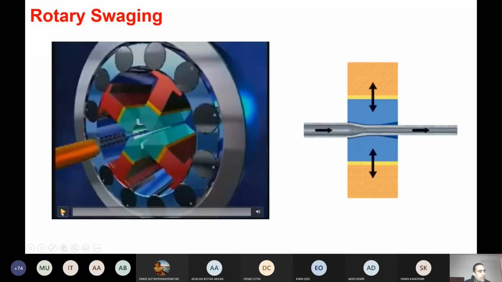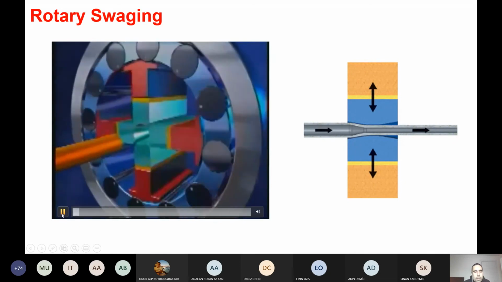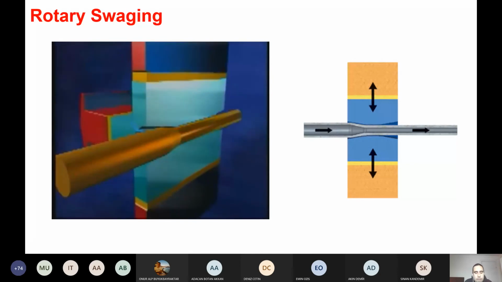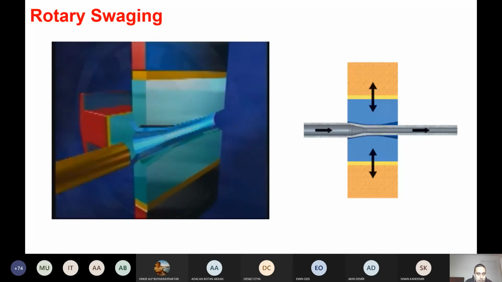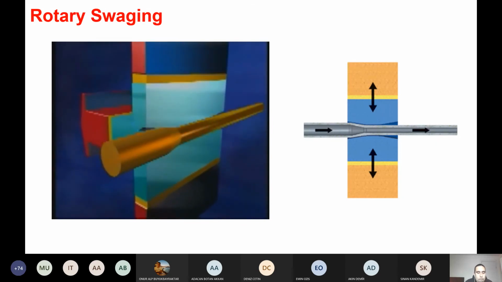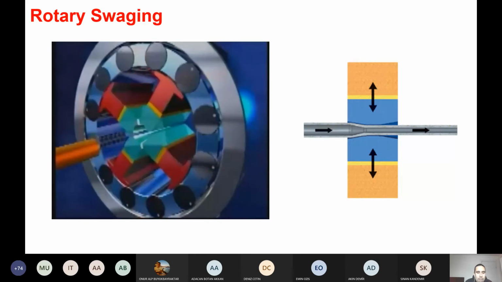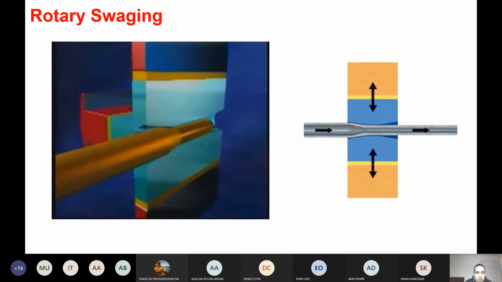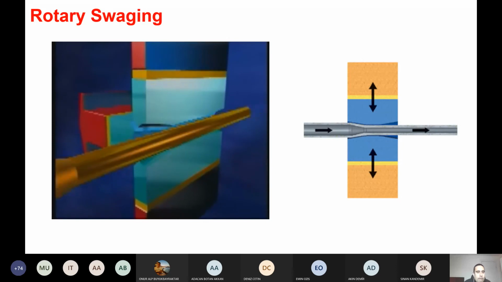And this is another process type, a little bit similar to axial forging, which is called rotary swaging. Here, these dies rotate in a space where there are certain rollers making these dies move back and forth, again like a hammer. That's why it's called swaging. So while they are rotating, they squeeze the part, and that's how they form it.